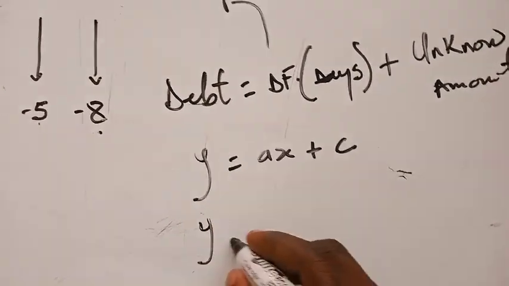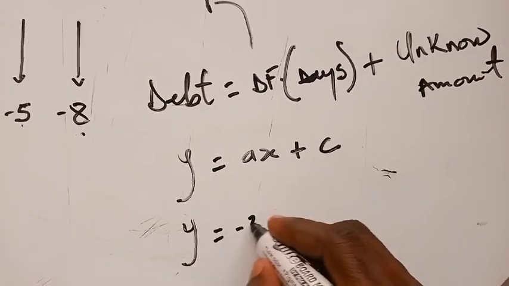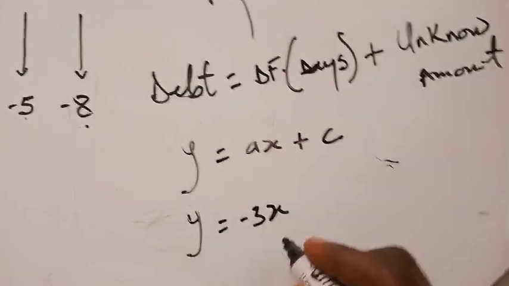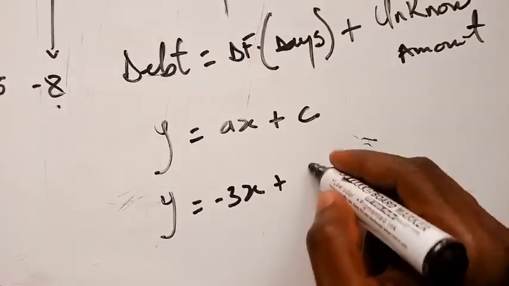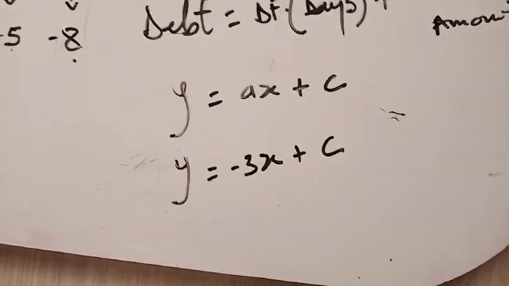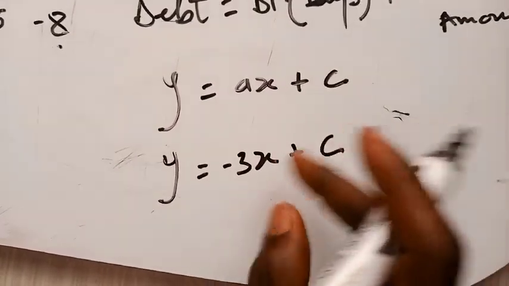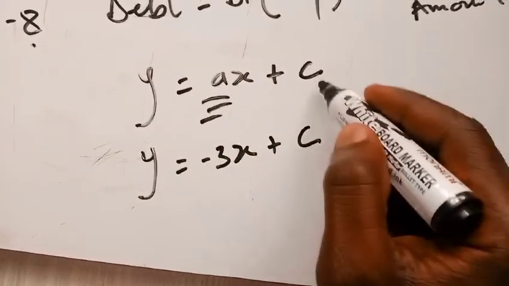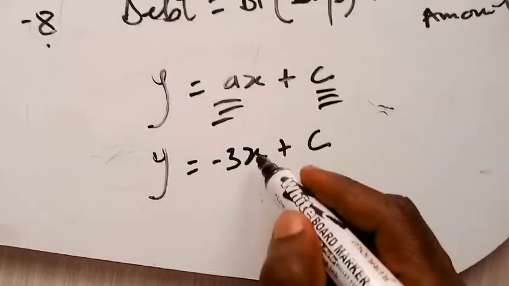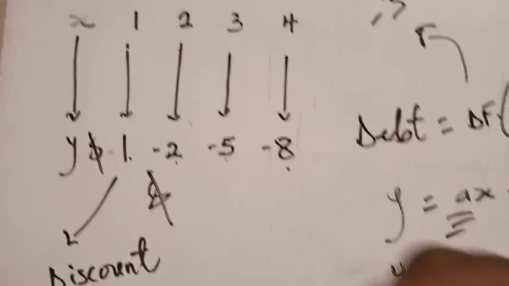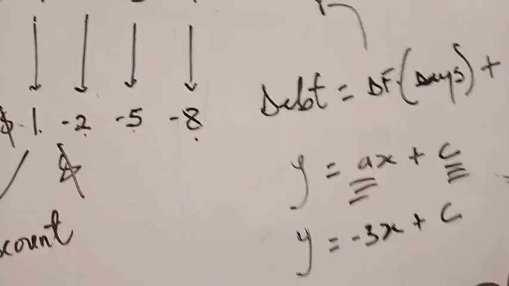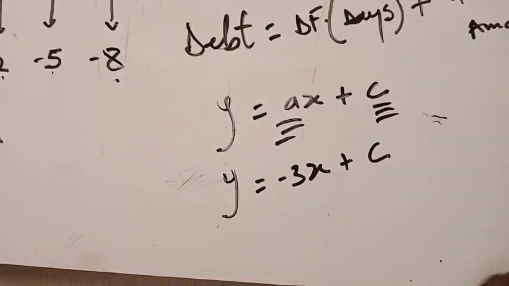Let's maintain this y for the meantime, and then we have a -3, and then let's maintain the days here, which is the x, plus this particular guy, which we don't know yet, to be c. It's okay. Now how do you find the value of it? Your duty here is to make sure that you are looking for this guy as well as this guy here. Is that okay? Because the days and the debt keep on changing, that is why you need to leave this value as it is.